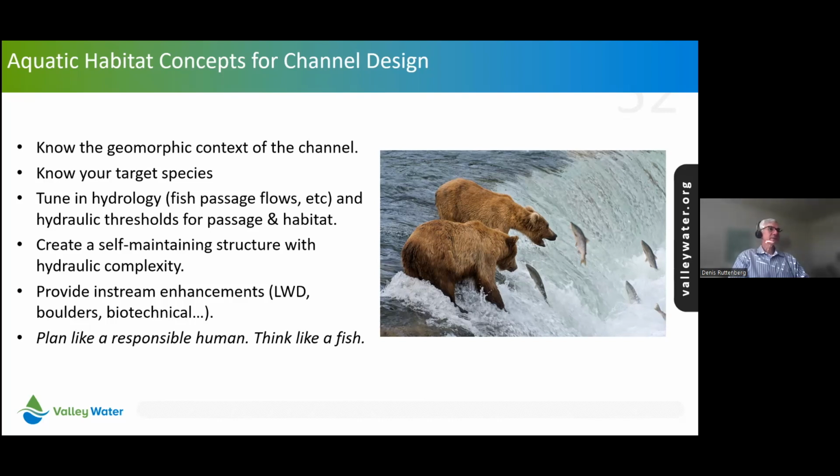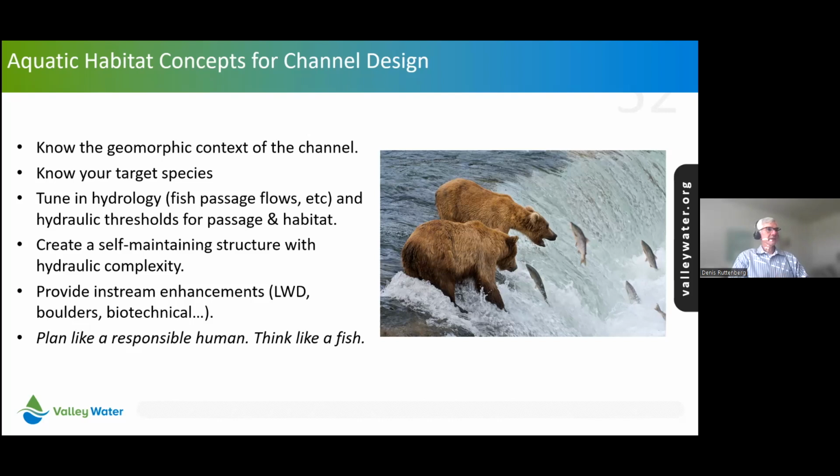You could tune in your hydrology. There's a lot of data analysis, but you can use the CDFW guide to guide your way to get your hydrology dialed in, because you can't really design until you have your hydrology and your hydraulics, and then you can know if your design fulfills your goals.